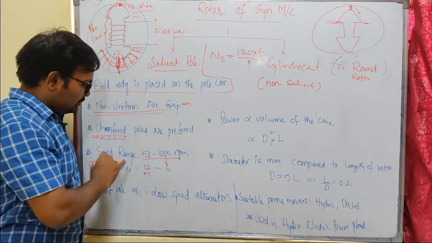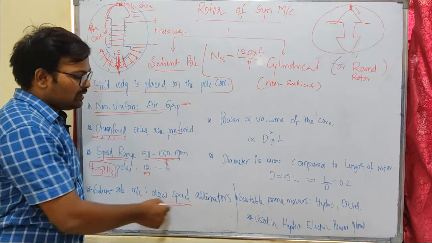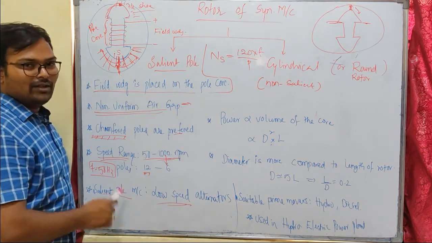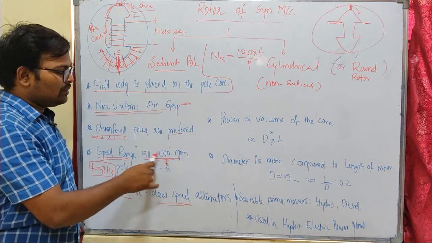So this is the speed range of our machine, and that's why it is in the order of 50 to 1000 rpm. These are called low speed alternators. Our salient pole machines are called low speed alternators because they have just a 50 to 1000 rpm range. Anything can be possible between these two.